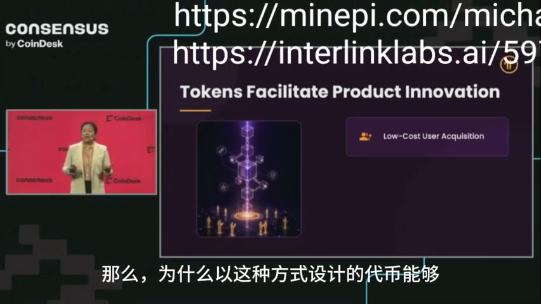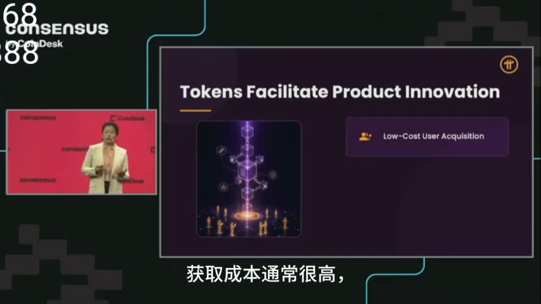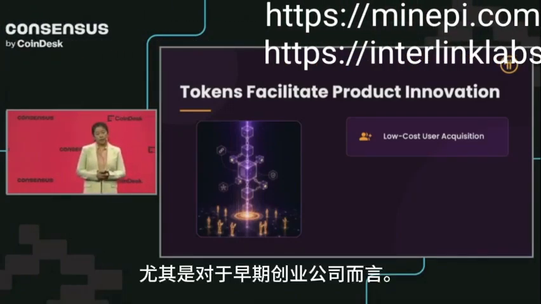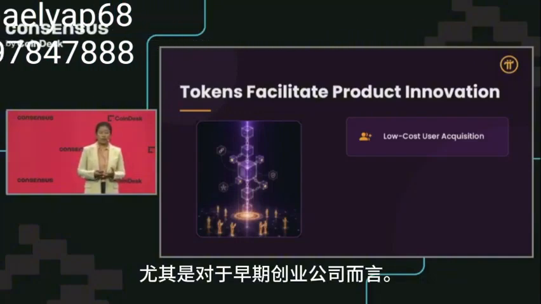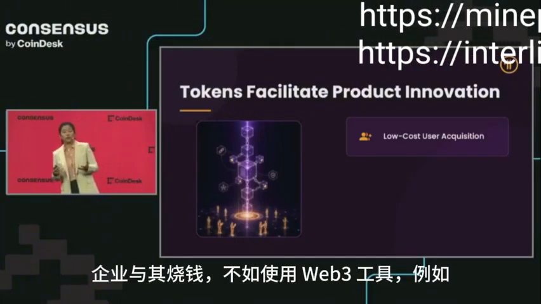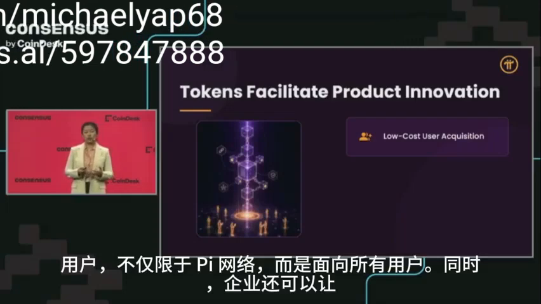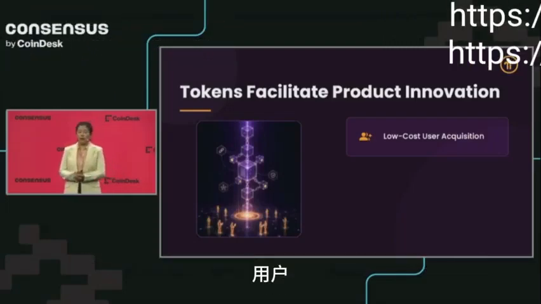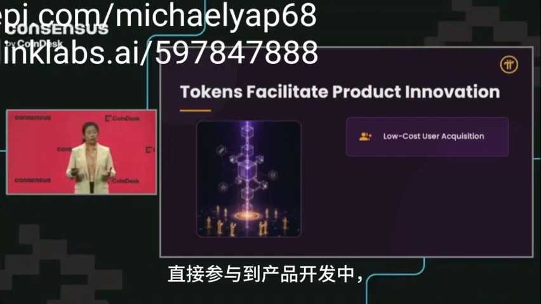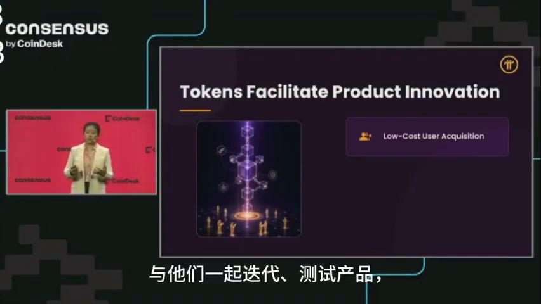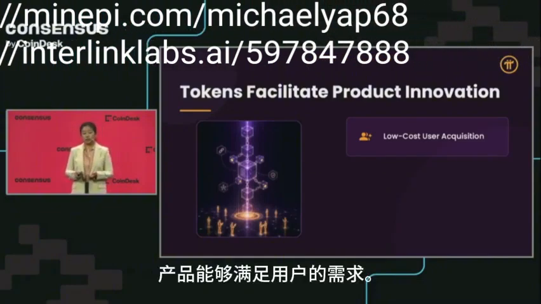So why can tokens designed in such a way facilitate product innovation? User acquisition is typically very expensive, especially for early-stage startups. Instead of burning cash, businesses can use Web3 tools like issuing a token to potentially acquire users, not just from Pi Network, but overall. And while involving users directly in their product evolution, they can iterate with them, test products with them, and also make sure that their product is addressing human needs.